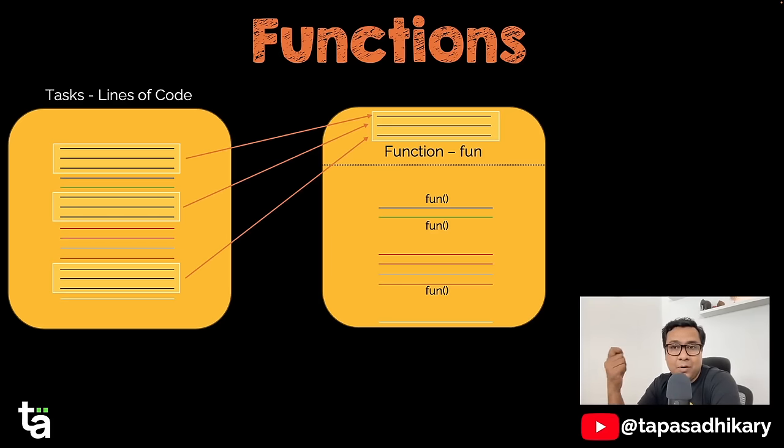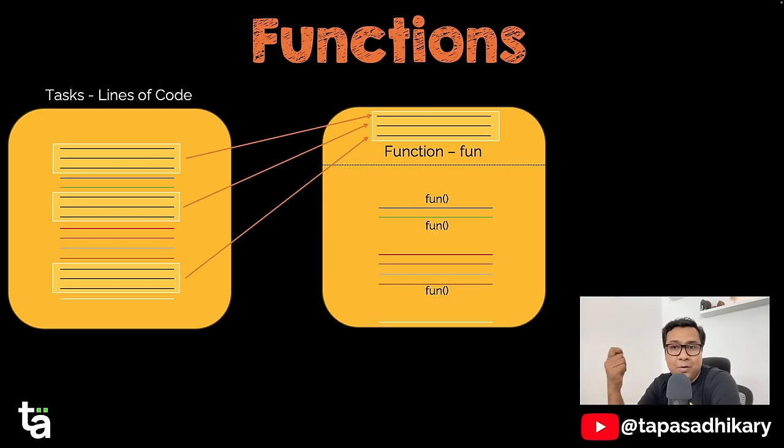Let's see what a pure function is. In JavaScript, when you're dealing with functions, you deal with a lot of pure functions. You also deal with a lot of impure functions. By definition, a pure function is a function that produces the same output for the same input. Same output for the same input, okay?